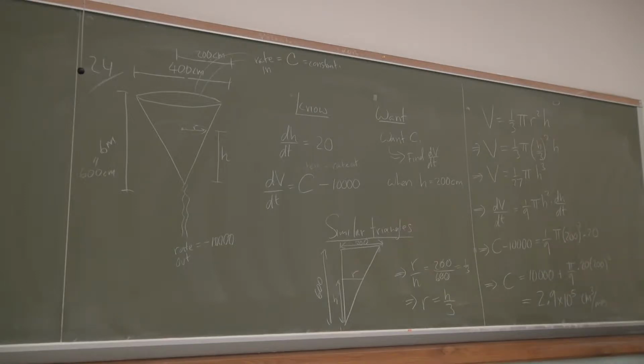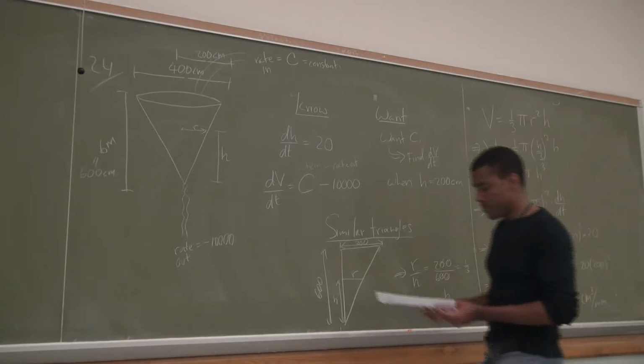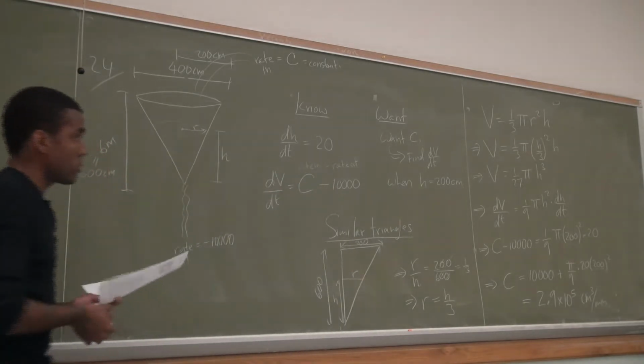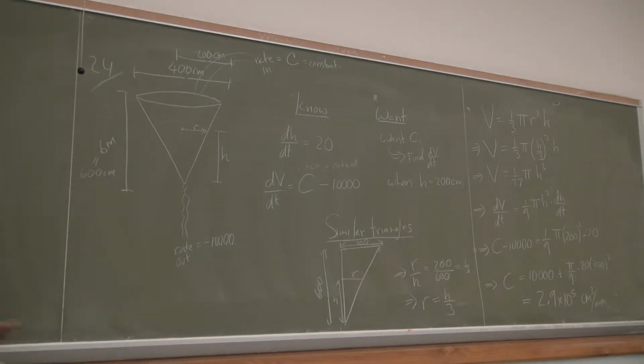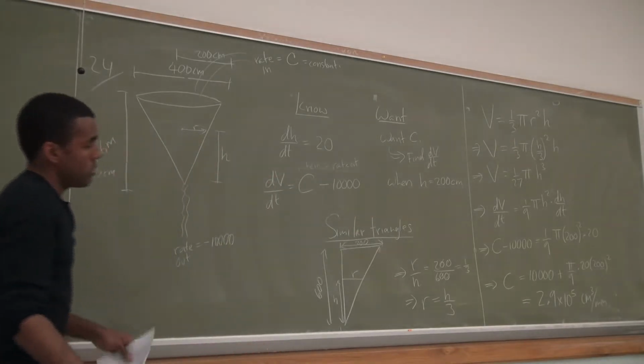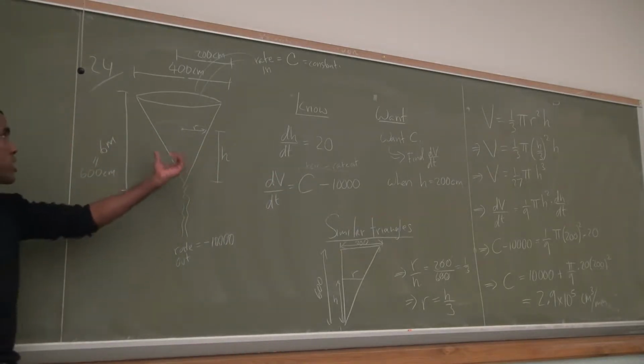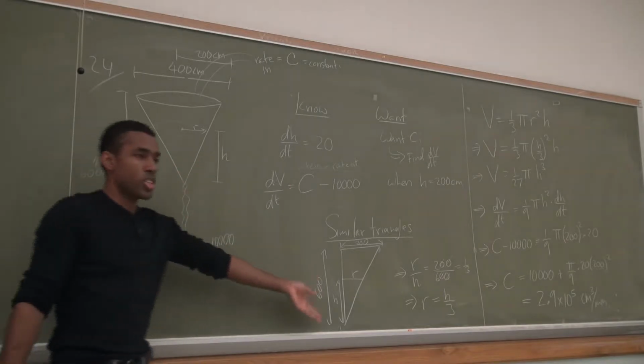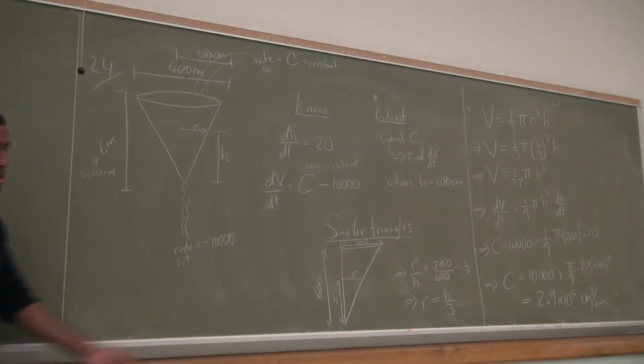All right. So this was kind of tricky. The only part that made this tricky was figuring out that dV dt was this. With these inverted conical problems, similar triangles is the trick to eliminate one of the variables. It's a very typical kind of problem.